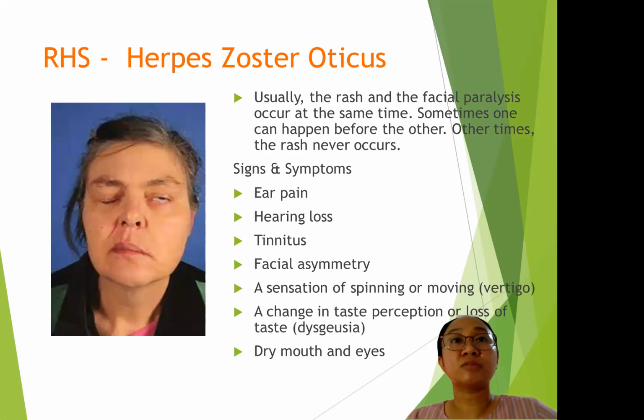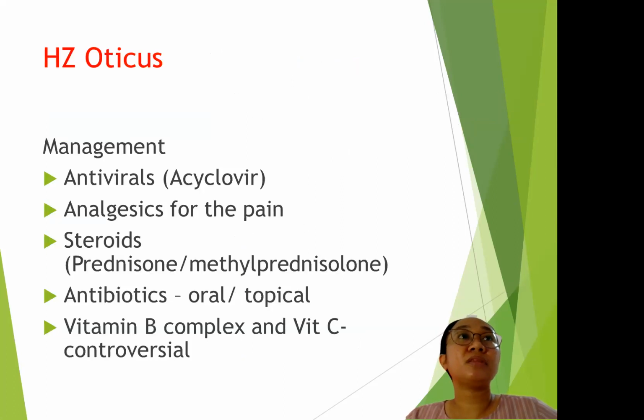The signs and symptoms commonly present with ear pain initially, followed by hearing loss, tinnitus or ringing of the ear, facial asymmetry, vertigo or a sensation of spinning or moving, dysgeusia or a change in taste perception, dry mouth, and dry eyes. We manage herpes zoster with antivirals.